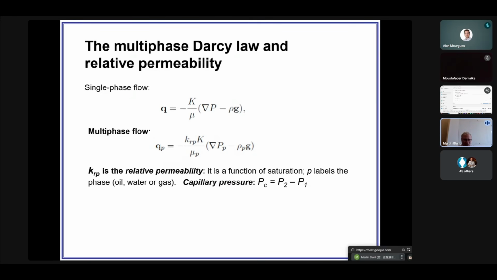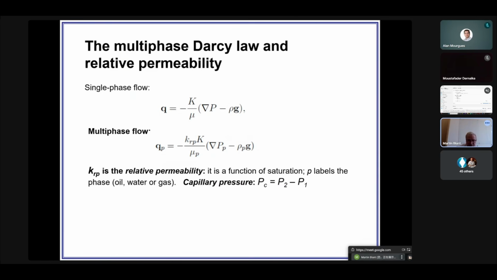If the saturation is irreducible, or a minimum value where there's no flow, then the relative permeability must be 0. And obviously, logically speaking, you expect it to increase with saturation. So the relative permeability can be considered as a function of saturation, and it's less than 1 because it represents the fact that a phase is not occupying all of the pore space, so its flow is limited by the presence of the other phase.